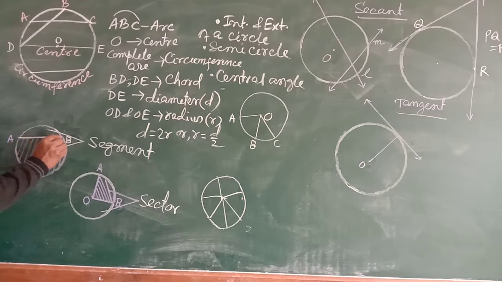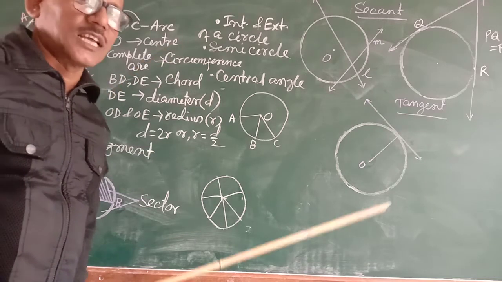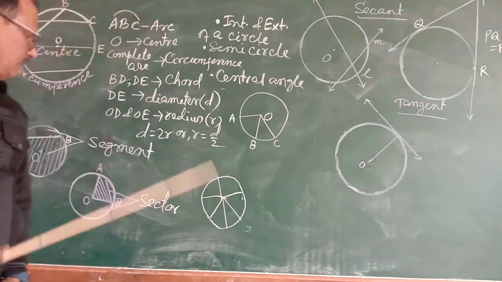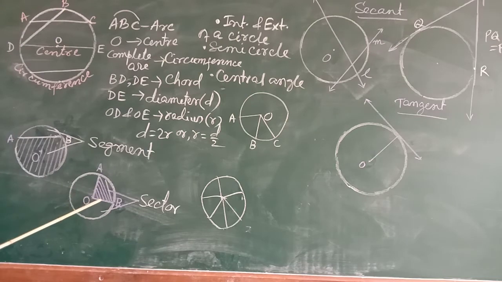AB is a chord. Here it has divided this circle into two parts. See the unshaded part and the shaded part, two parts. This part is called the minor segment and this part is called the major segment. So these two are segments. Now that means a chord divides the circle into two segments, whereas a radius divides the circle into sectors.